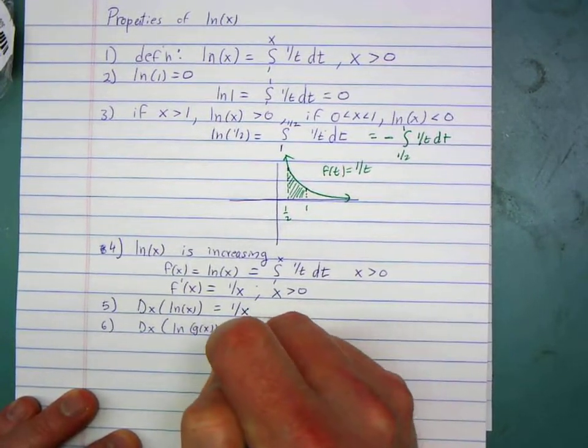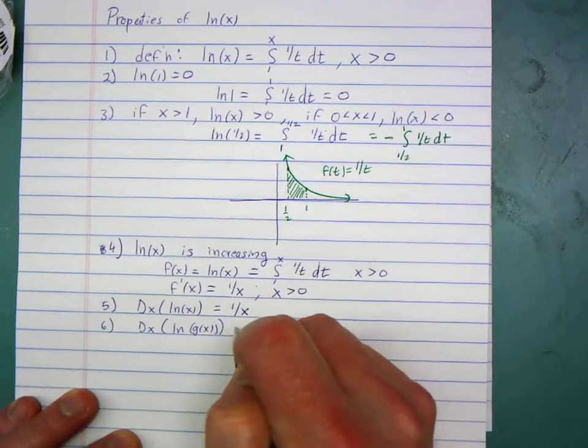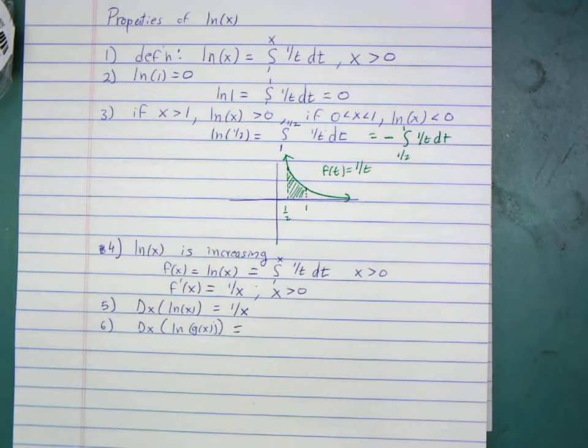What if I didn't have just the letter x inside of my ln? What if I had some other sort of function? Then how would I take the derivative? 1 over the function. Close. It would be 1 over the function times the derivative of the function. Where'd that come from? That's the chain rule.